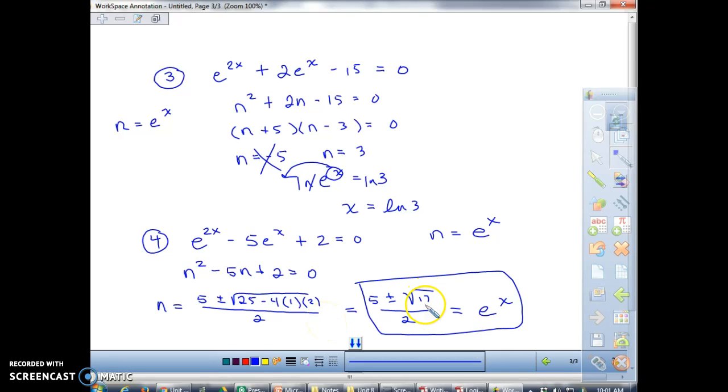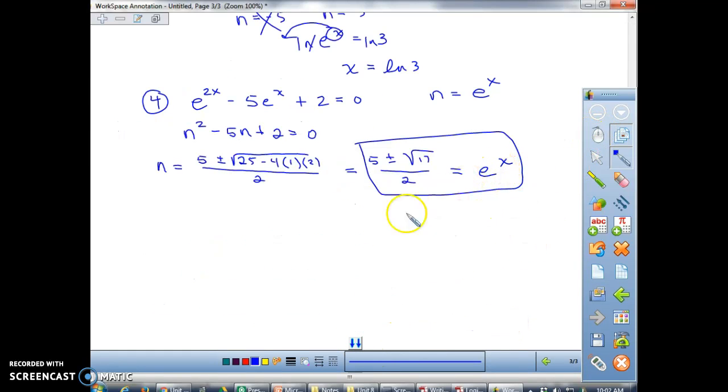And let me ask you this. If I was doing this without the calculator, the square root of 17 is what? A little bit bigger than what? 4. It's definitely not as big as 5. So guess what? Both of these are going to work, the plus and the minus, because I'm subtracting something smaller than 5. So it's going to be a positive in the numerator there. So how am I going to solve for this one?